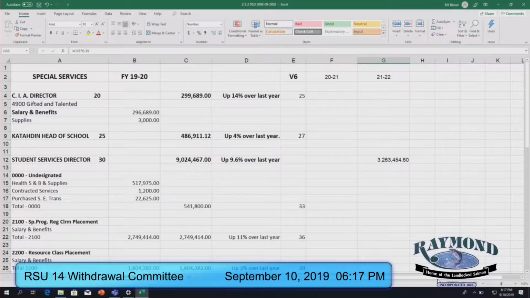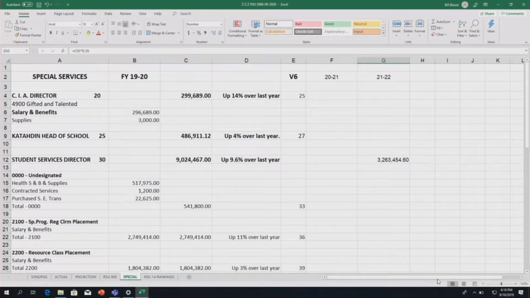Yeah. You cannot target this one. This is nuts. This is a very interesting category. This is what we've taken out of the 900 basket and pulled into direct special ed costs. And there are 3 categories in there. One is the CIDA director, which is curriculum, instruction, and assessment. And in that category, the gifted and talented rests, and I'm not sure why.